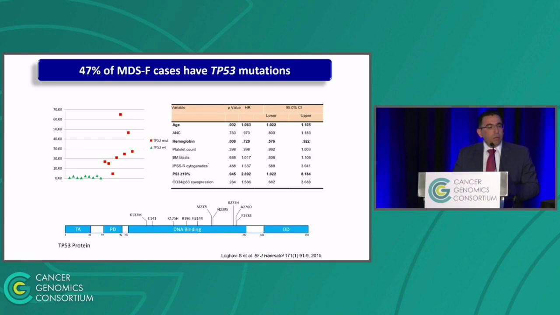We demonstrated a few years ago that 47% of myelodysplastic neoplasm cases with significant fibrosis, that's significant reticular fibrosis in the bone marrow, have p53 mutation as a hallmark feature. These typically are aggressive, high-risk MDS types.